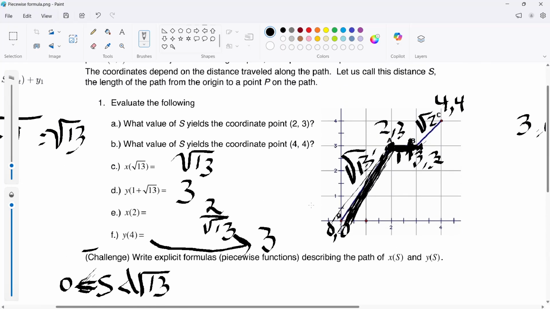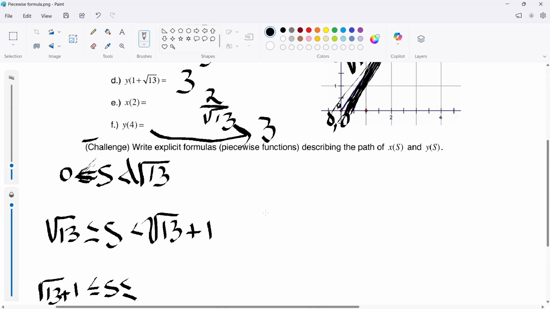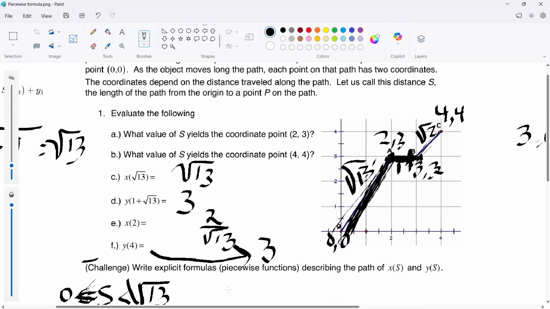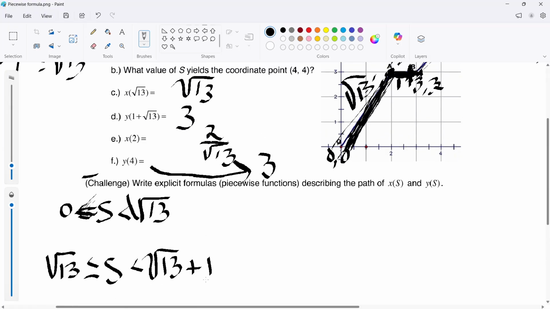And then the final little segment goes from square root of 13 plus 1, less than or equal to s. And this last time it's less than or equal because that's the end of it. Less than or equal to whatever that distance is, which is square root of 2. Okay, then I need to write the part for x of s and y of s.